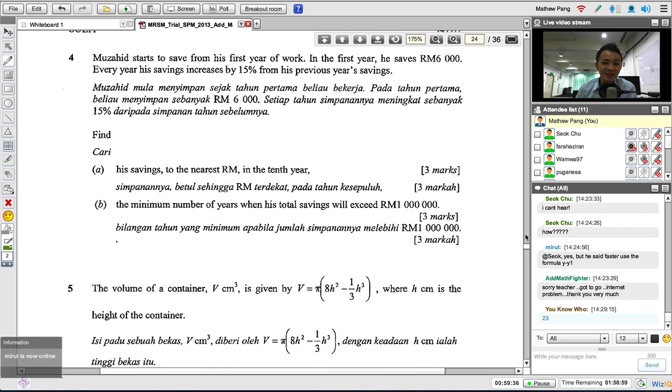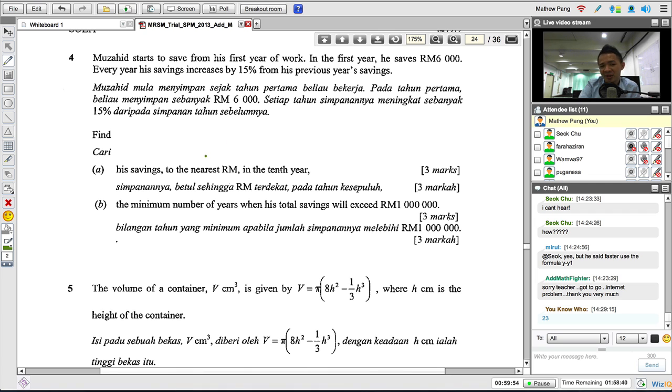Okay, Mujahid starts to save from his first year of work. In the first year, he saved 6,000. Every year his saving increases 15% from the previous year. Find his savings after 10 years.